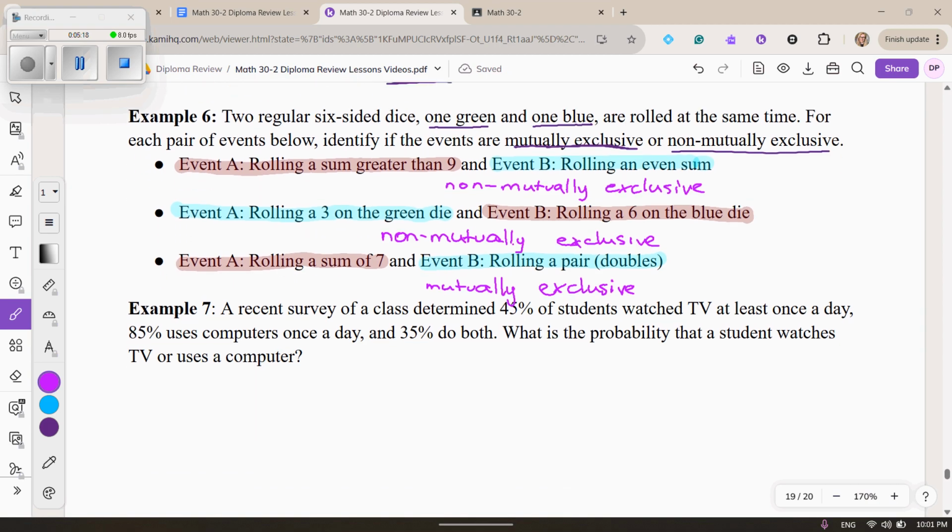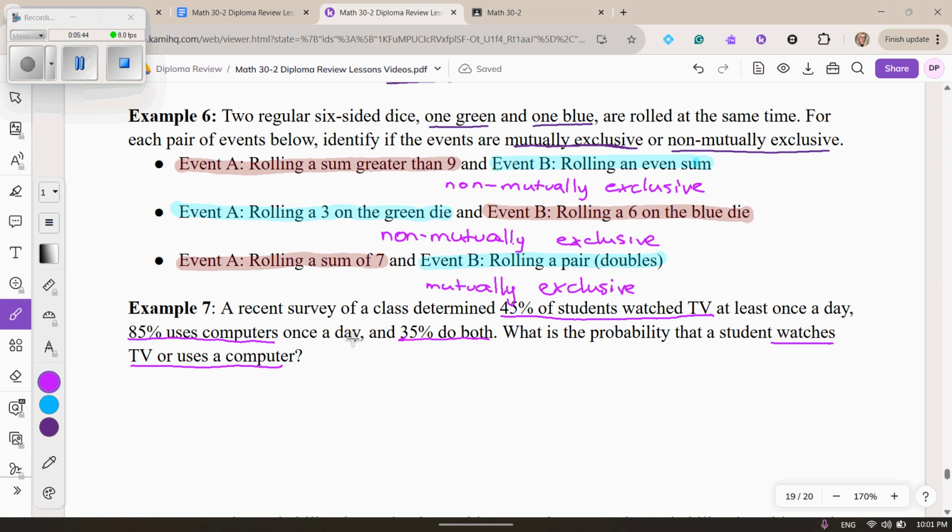Okay, let's get into some calculations. Example 7 says a recent survey of a class determined 45% of students watch TV at least once a day, 85% use computers once a day, and 35% do both once a day. What is the probability that the student watches TV or uses a computer?